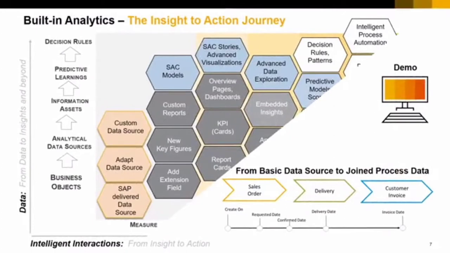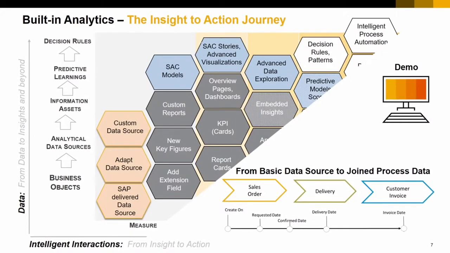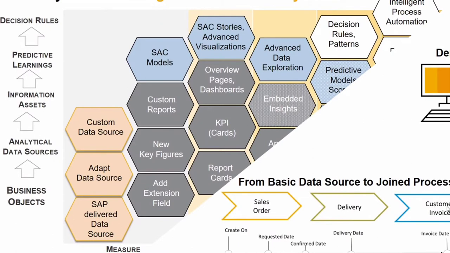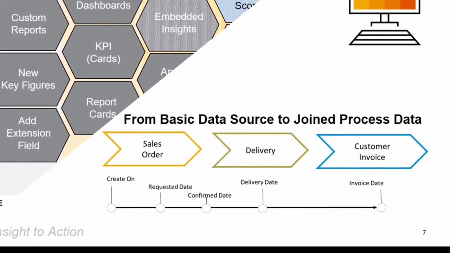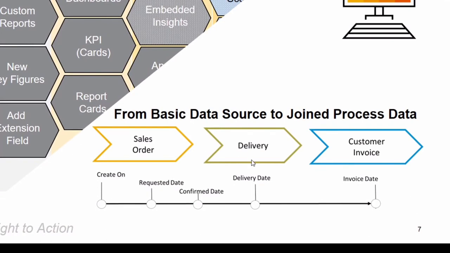Let's now come to the demo part of this video. We would like to demonstrate the following example. We want to use sales order, delivery, and customer invoice information as basis data sources, adapt those data sources, and later join the data in a custom data source. This serves as a basis to calculate the days between the requested date or confirmed date and the delivery date. And this results finally in a KPI, which we would like to monitor as a critical order delay on a continuous basis.